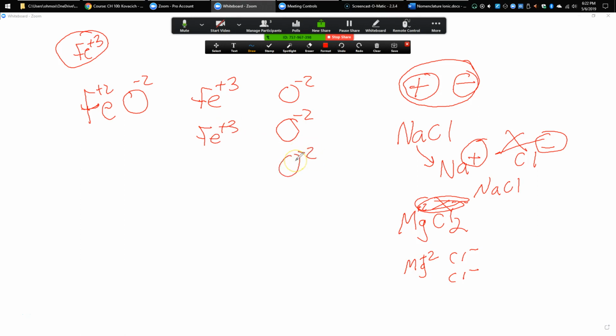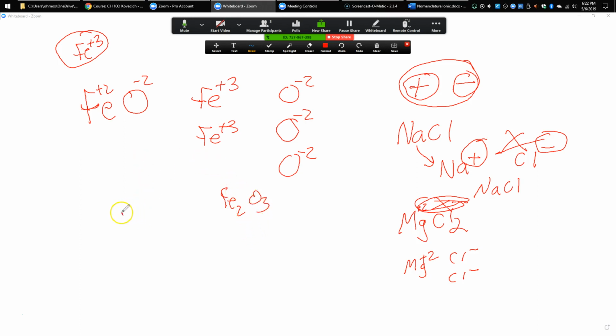So what's it called, that thing that you just did in your head? Balancing the formula. No, when you said we need to get to 6. You're multiplying. Common denominator. Okay, least common multiple. Not the common denominator, but the least common multiple. So the two things that both of those would divide into evenly. So in this case, it's 6. So you're right. We needed to get to +6 and -6 to get everything to cancel out. So the formula for this is Fe2O3.